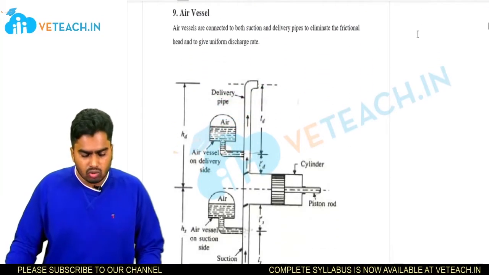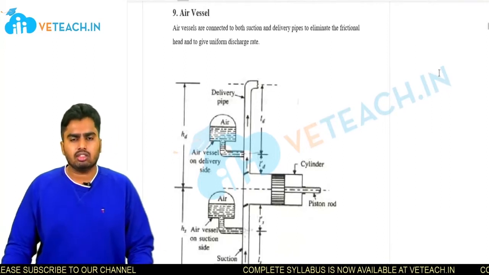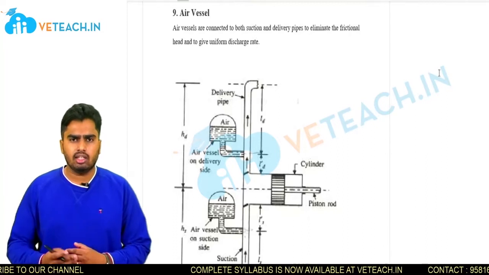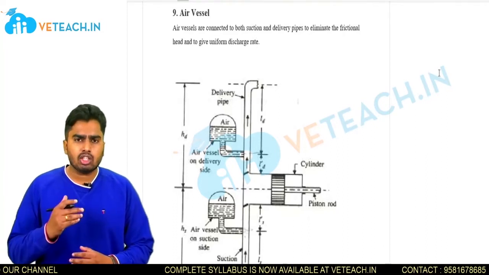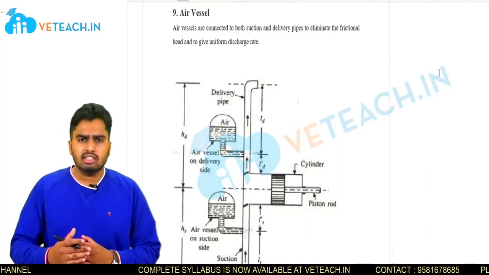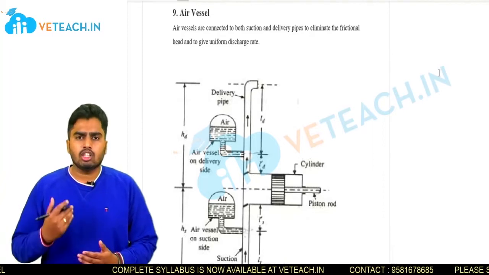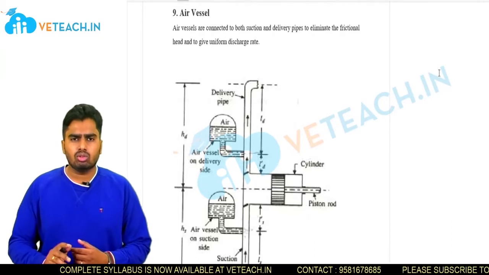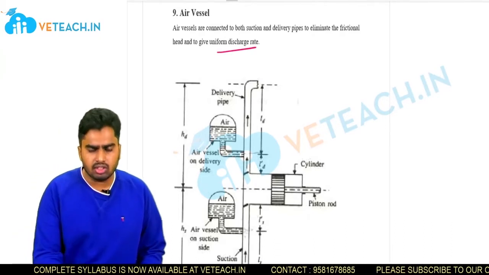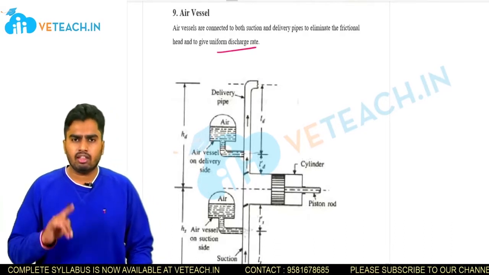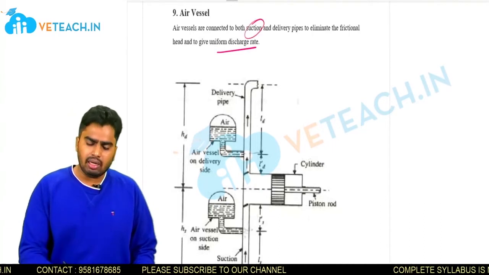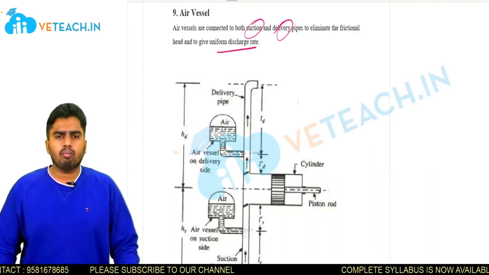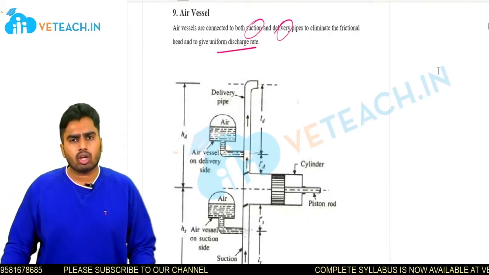Next, air vessel. The purpose of an air vessel is to create uniform discharge or uniform flow rate inside the reciprocating pump. The application of the air vessel we will clearly see in the upcoming topics. For now, please remember that the air vessel is used to create a uniform discharge rate, right, and we use air vessels at the suction pipe and also at the delivery pipe. So these are some important parts of the reciprocating pump.